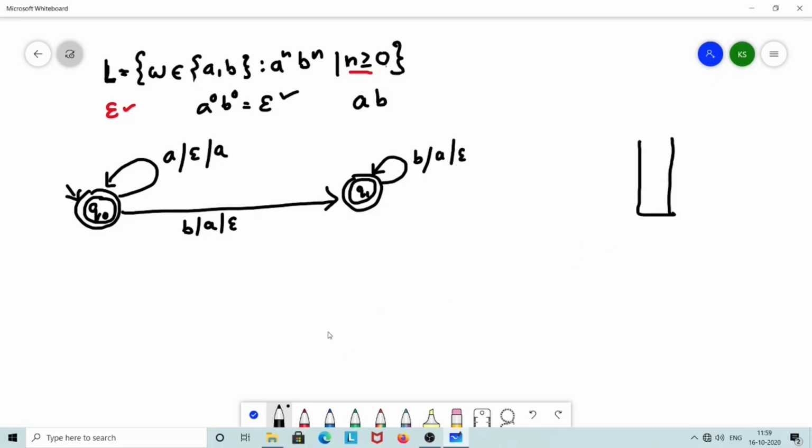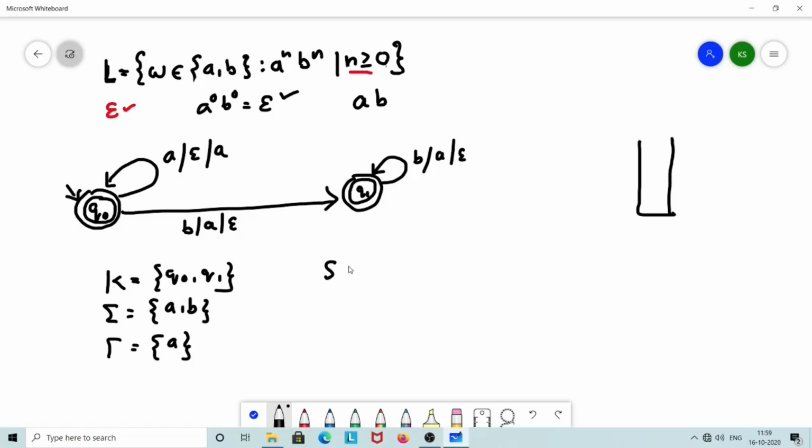And the value of the tuples will also change. The only value that changes is the set of accepting states. So K will remain Q0, Q1, then sigma will remain A and B, then comes tau, which is A, the starting state S is Q0, and the set of accepting states, which is a subset of K, will be Q0 and Q1, since both Q1 and Q0 are accepting, right?